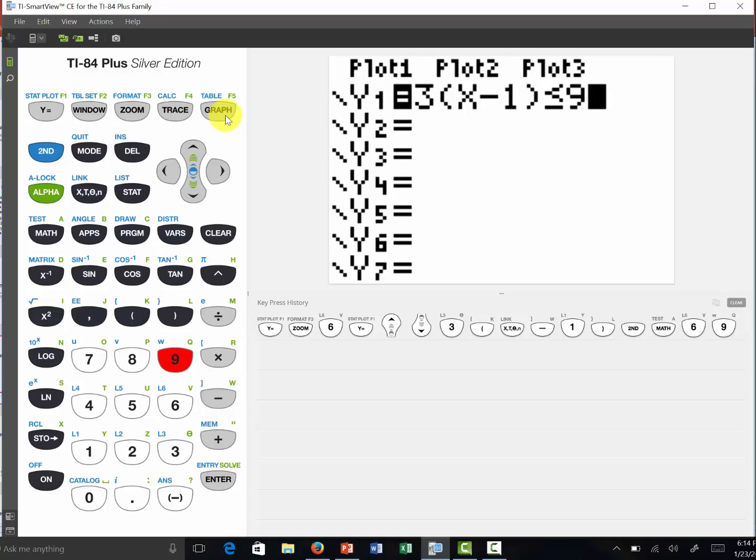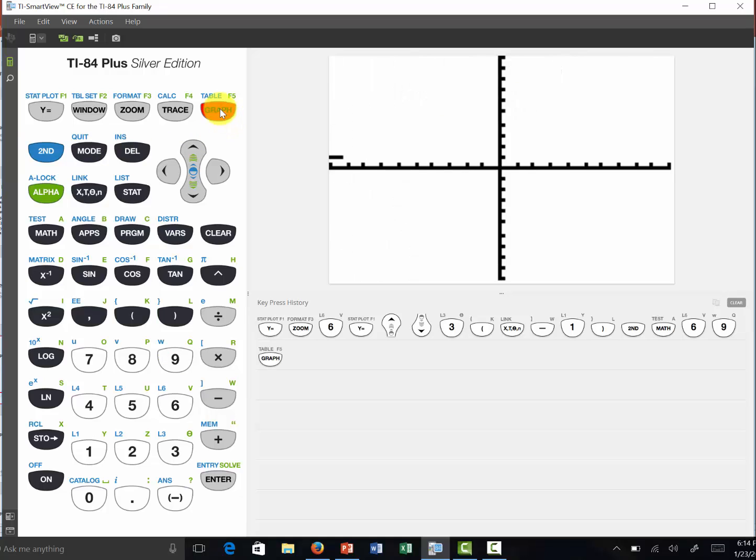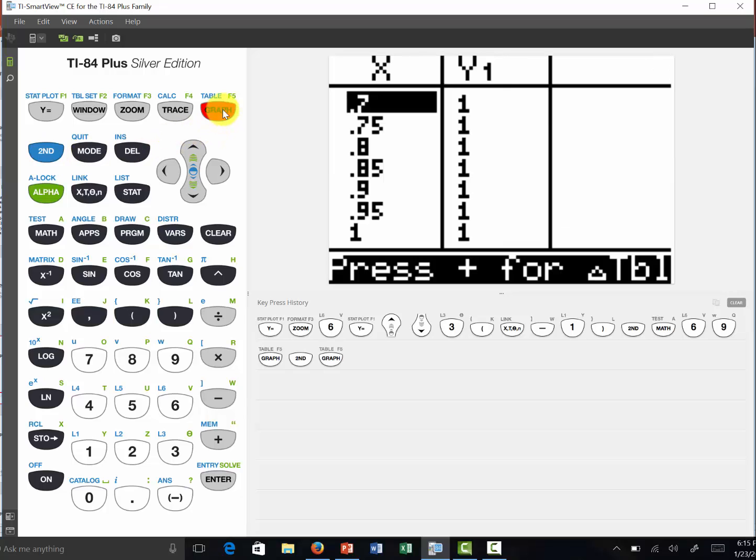So finally, we hit graph, and we can see all these x values here are equal to 1, and as soon as we get to this point, 4, it looks like the values become 0. We can verify this using our table command, which is second and graph.